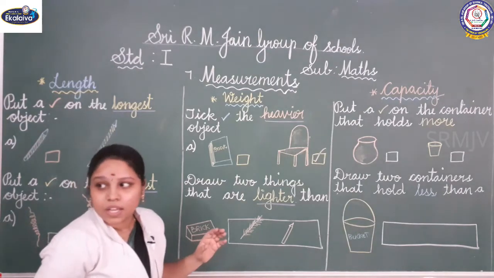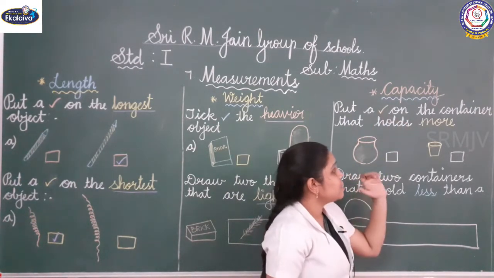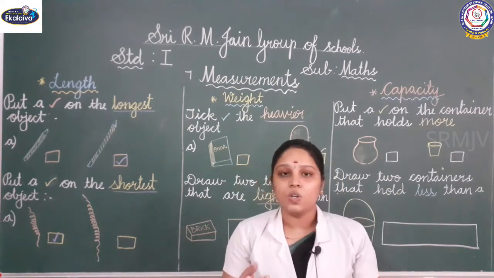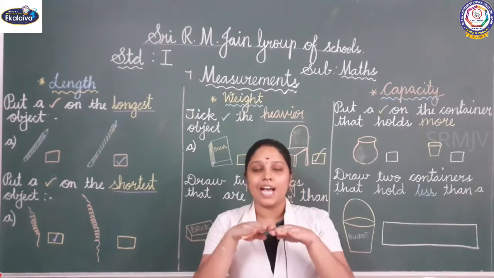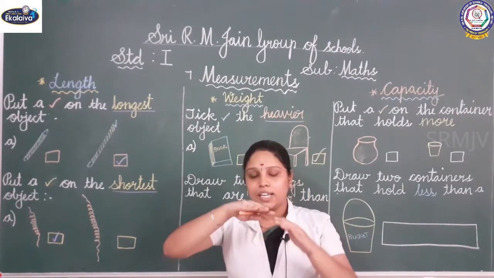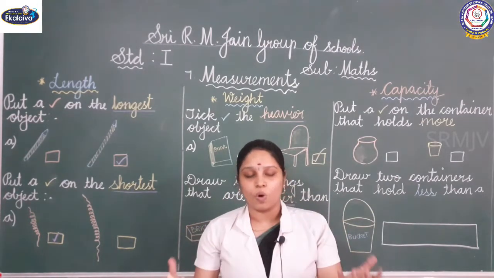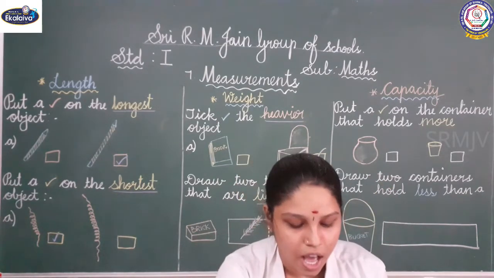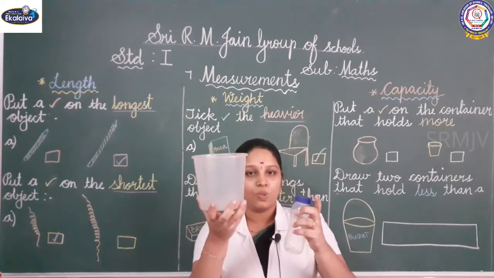The topic, capacity. Capacity means if you have two containers in hand, each has one level, one limit. That level only it will hold. If we fill beyond that, it will overflow. So in this we are going to see some containers. See, I'll show you some containers. See, this one and this one.